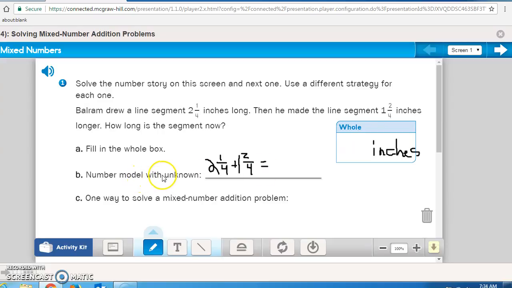So one way to solve this would be to simply add the whole numbers first. 2 plus 1 is 3. Now the fractions, 1/4 plus 2/4 equals 3/4. So 2 1/4 plus 1 2/4 equals 3 3/4.